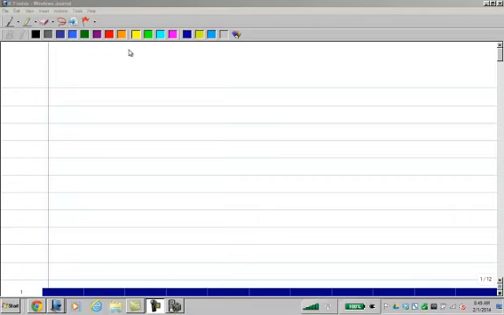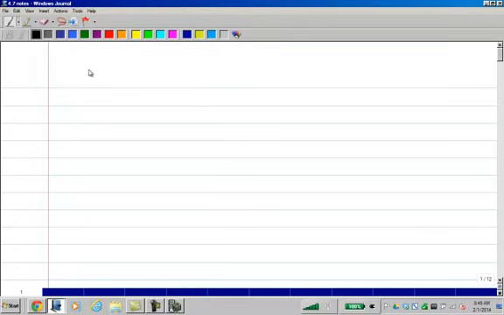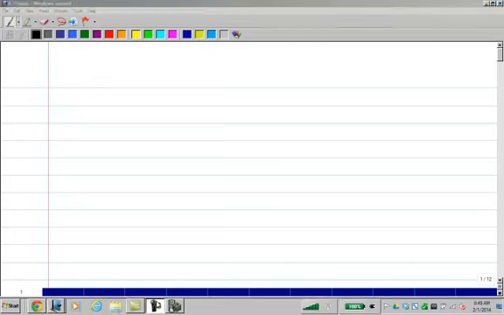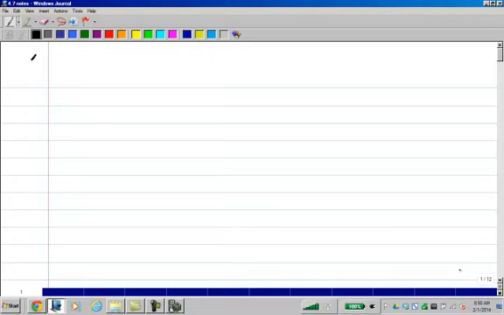4.7 is on inverse trig functions. Now let's just remember a little bit about what it means for a function to have an inverse. For a function to have an inverse, it must be 1 to 1.